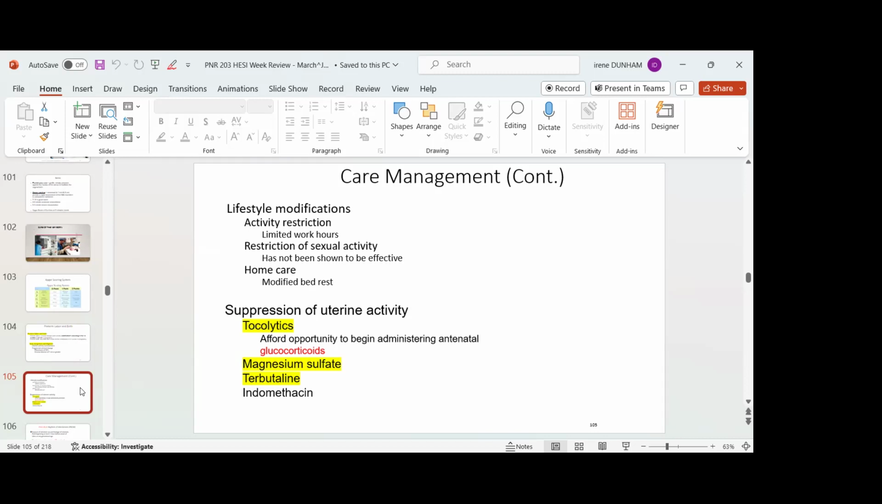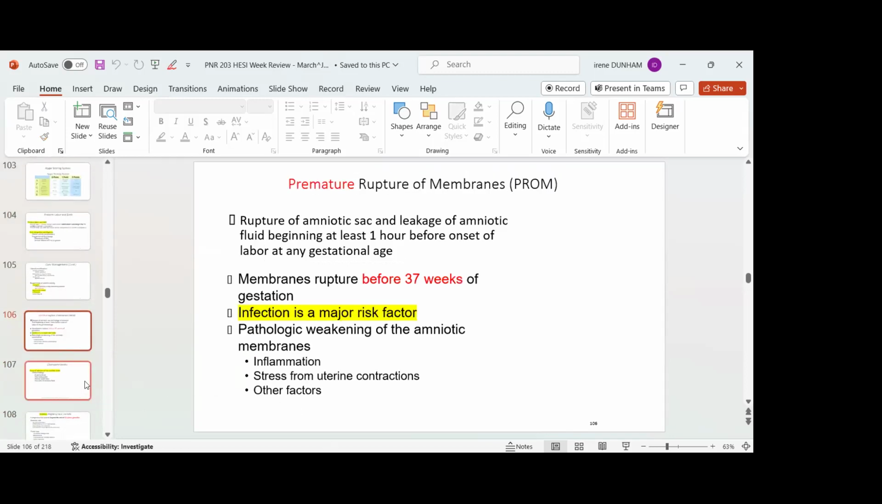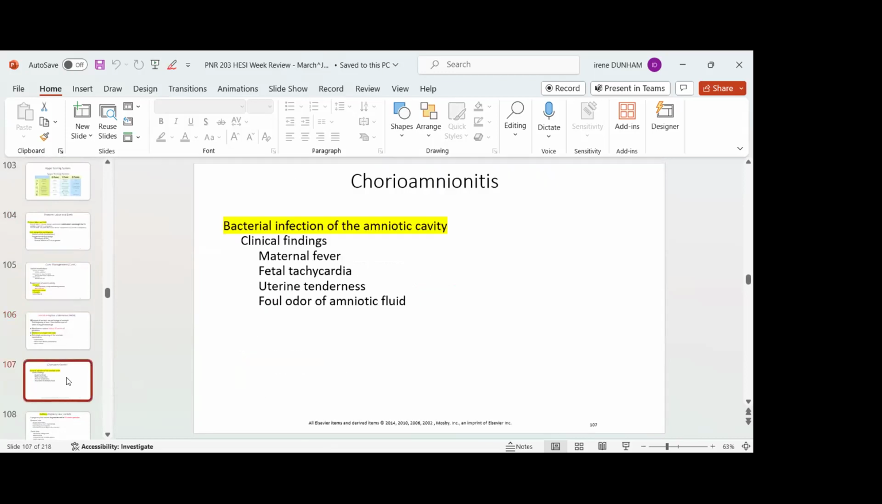Another tocolytic would be maybe terbutaline. Okay, that does increase the heart rate though, so be careful with that. Indomethacin can also help, but the magnesium sulfate is the main one that we use. Again, you have to be very, very careful with it. You have to check reflexes.